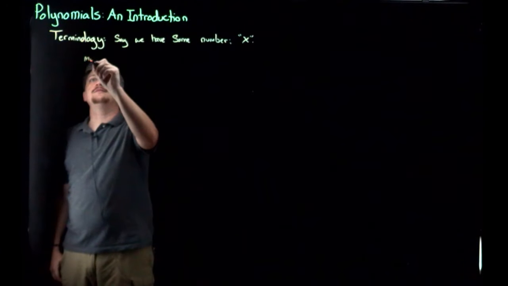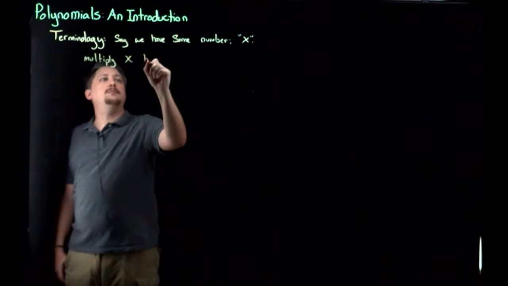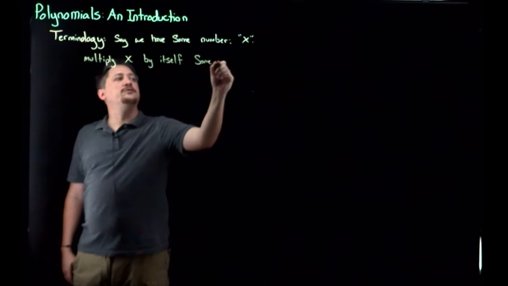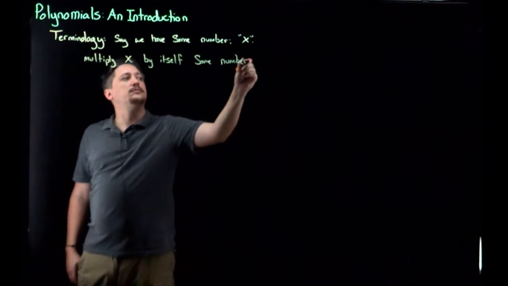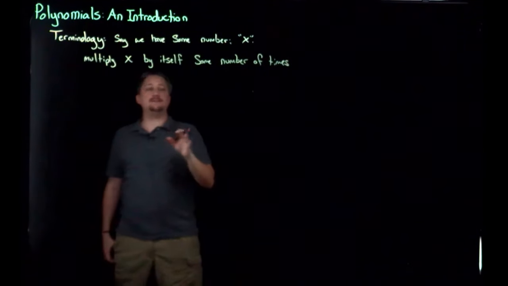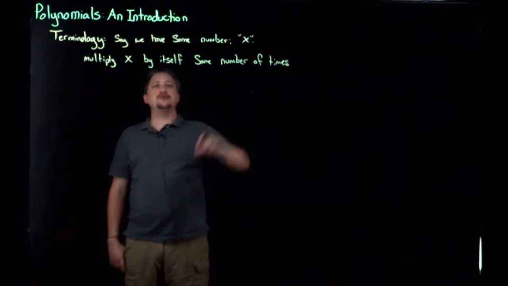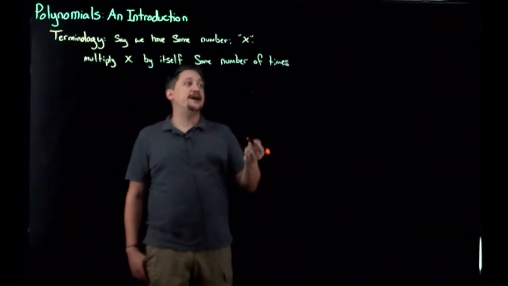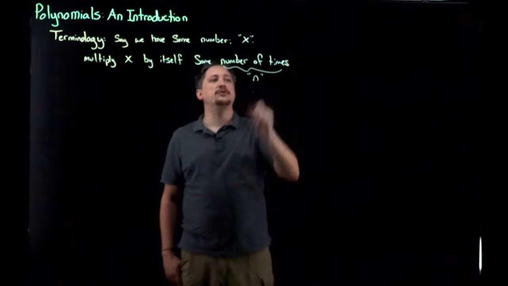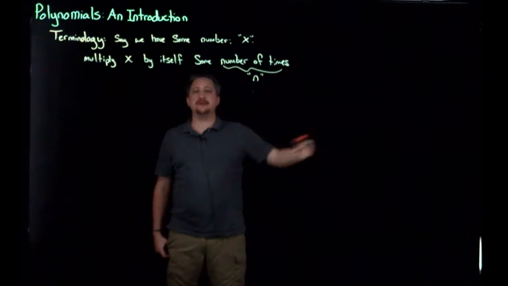Multiply x by itself some number of times. I realize this again seems kind of abstract, just bear with me. We'll see where we're going in just a second. So I'm multiplying it by itself some number of times. I'm going to give that number of times a name. I'm going to call it n, right? So if n is 3, then I'm doing x times x times x. I'm multiplying against itself 3 times.